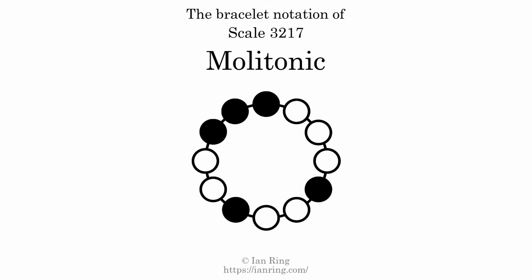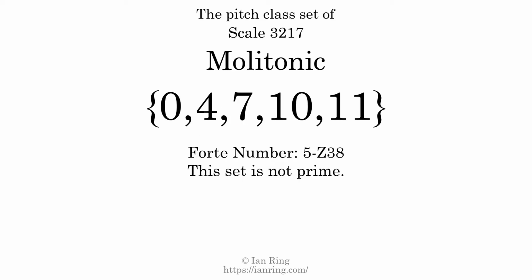This is a bracelet notation diagram of scale 3217. The shaded circles represent tones that appear in the scale, and they are read clockwise, starting at the top. The pitch class set for this scale is 0, 4, 7, 10, 11.